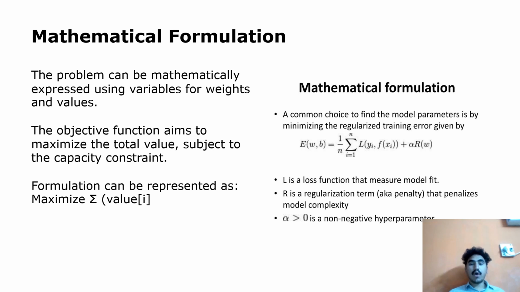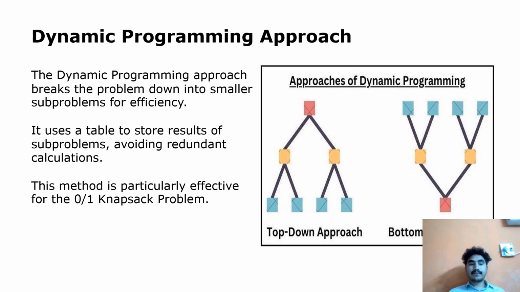Mathematical formulation. A common choice to find the model parameters is by minimizing the regularized training error given by L plus R, where L is a loss function that measures model fit and R is a regularization term that penalizes model complexity.